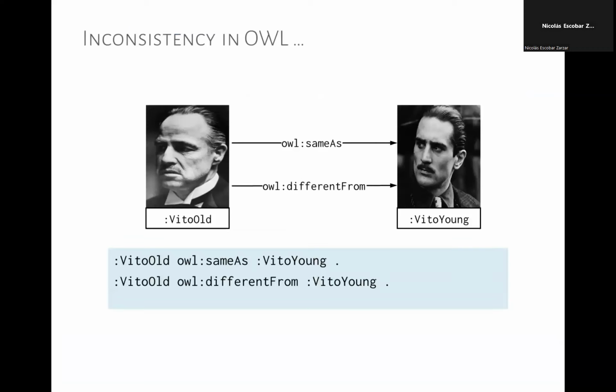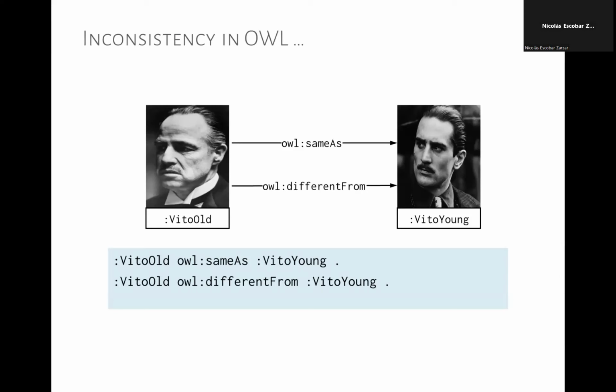So we have our first case, something we didn't see in RDFS. It exists in some syntactic sense, but not really in a meaningful way. But what we can have in OWL is a notion of inconsistency, a notion of contradictions. So if we say that Vito old is the same as Vito young, and Vito old is different from Vito young, because there are maybe two people who disagree on this, or there's some inference that gives us something contradictory.